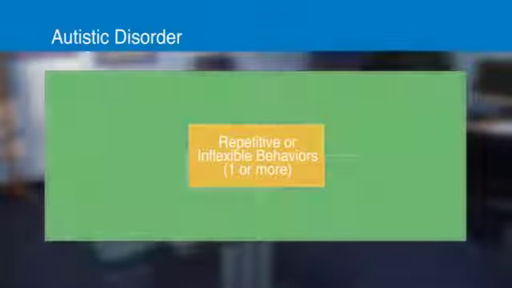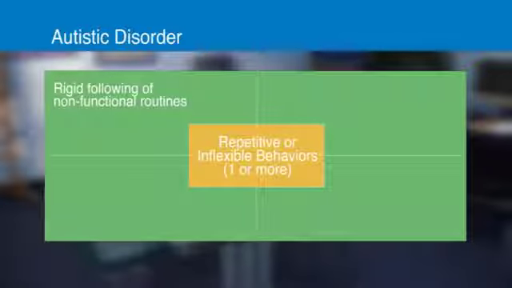Students with autism must also have one or more repetitive and inflexible behaviors. For example, they may have perseverations, such as rigidly following non-functional routines. They may insist upon doing things the same way every time, such as sitting in the same chair, using the same color cup, or taking the same way to school each day.